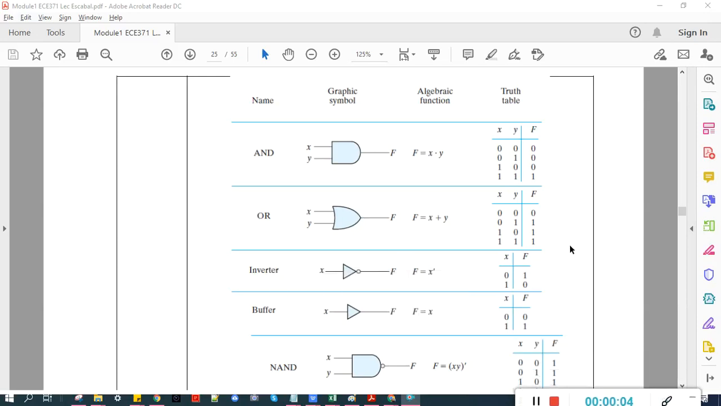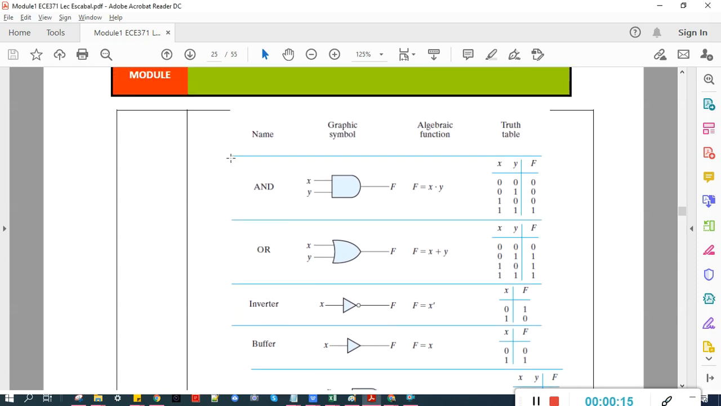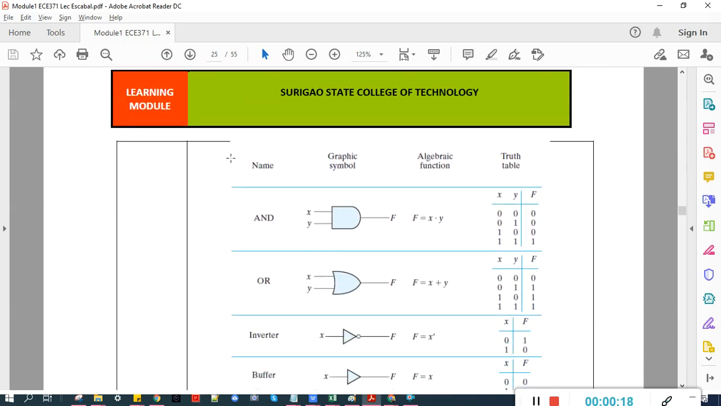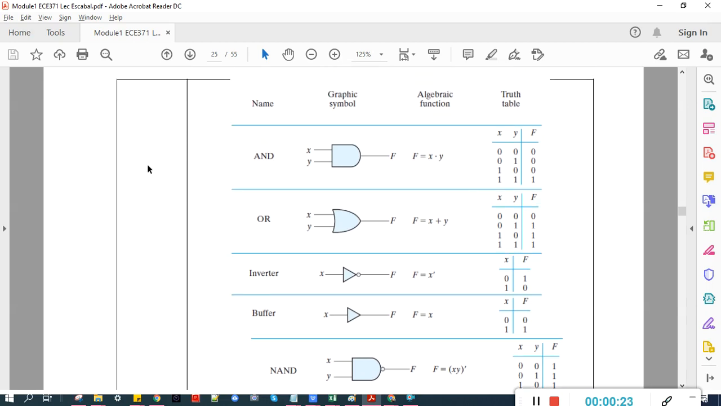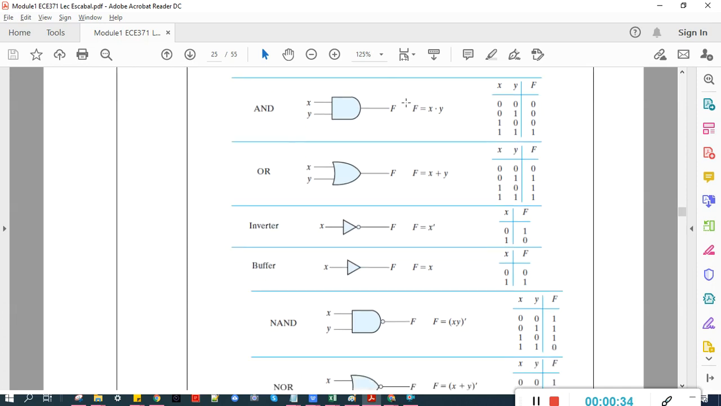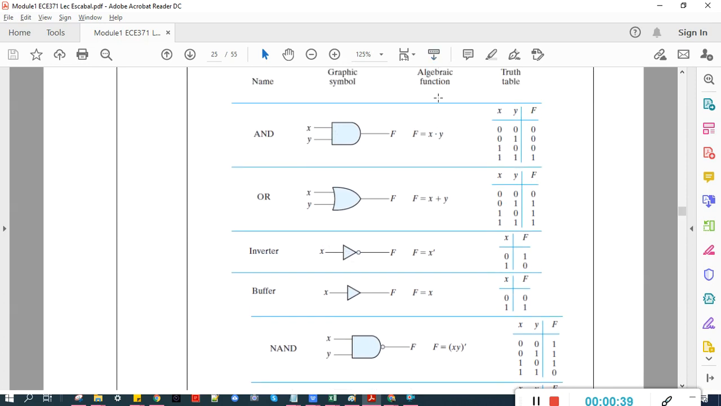Good afternoon. We are now on the third part of our discussion on section 1.2, which is about Boolean algebra and logic gates. So we have here the basic logic gates, symbols for the different logic gates: the AND gate, the OR gate, 2-input AND gate, 2-input OR gate, the inverter, and the corresponding algebraic function of each of the logic gates.